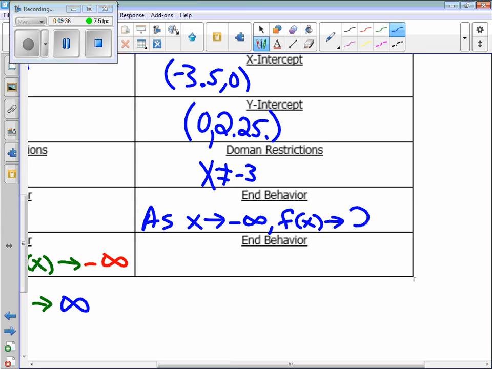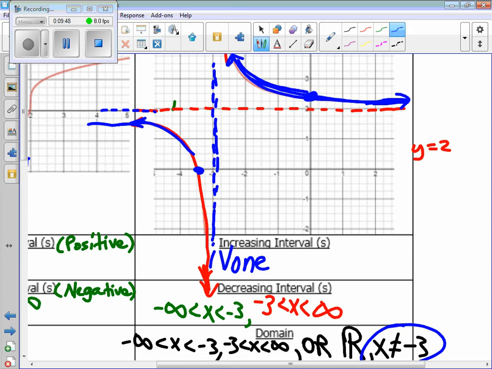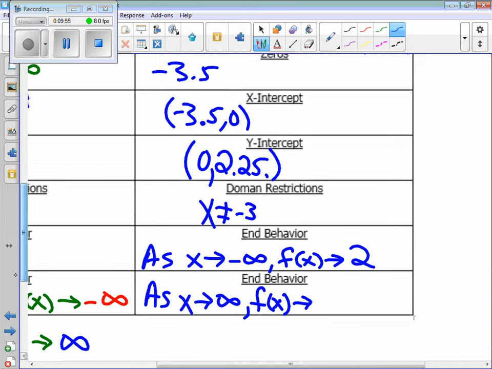As x goes to positive infinity, as x goes to the right forever and ever, where's the y going? It is getting closer and closer to the asymptote, which is at 2. Just so happens both of them are the same.